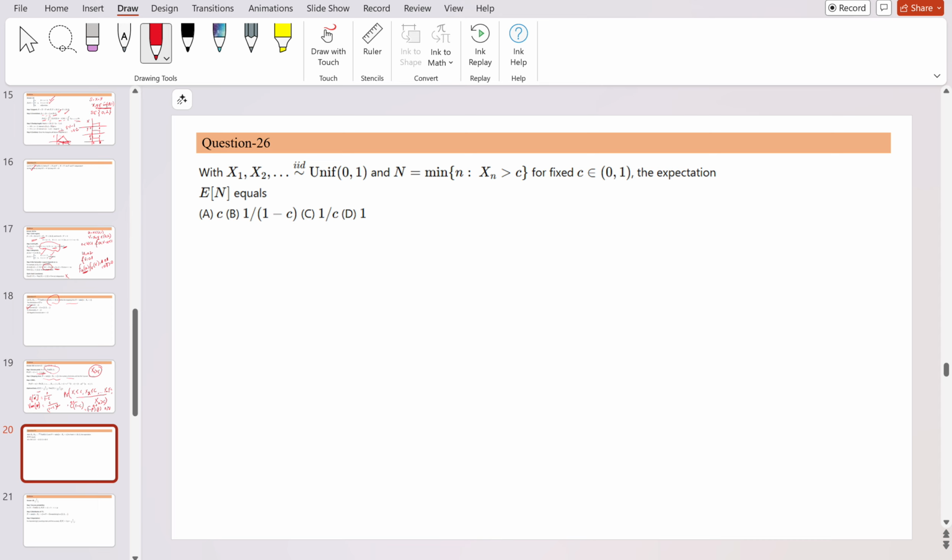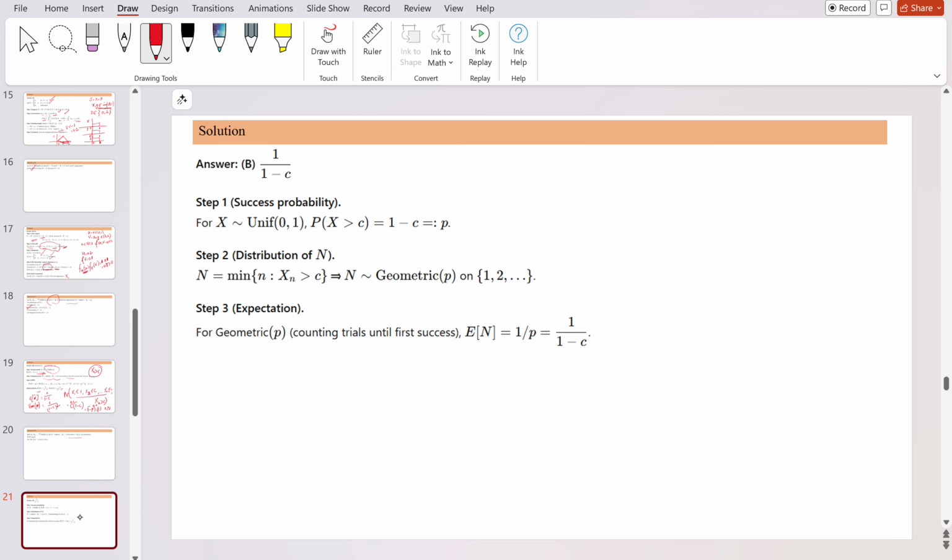Okay, let me give the solution for this. When you see the problem, it is saying that N is equal to the minimum n such that Xn is greater than c, for fixed c belonging to 0 to 1. What is the expectation of N?